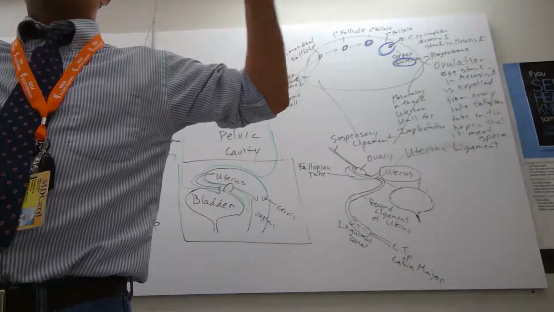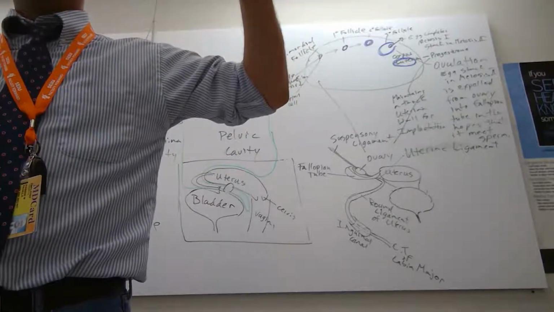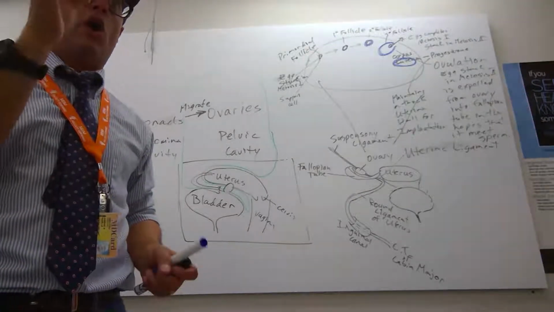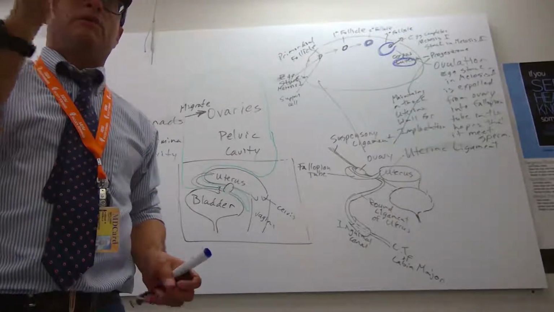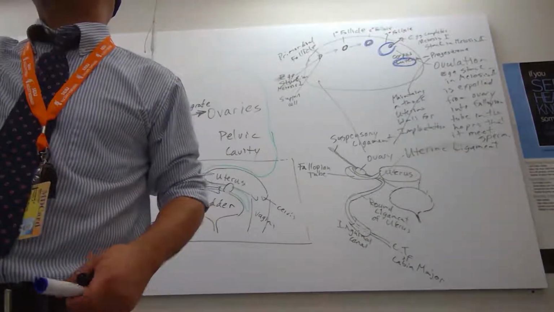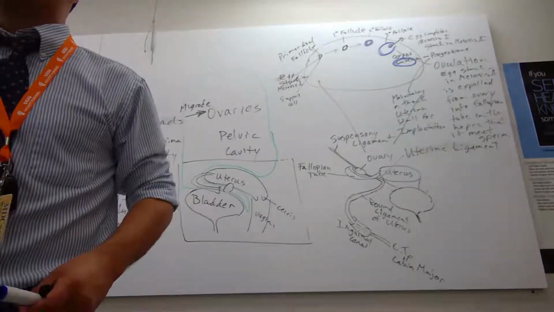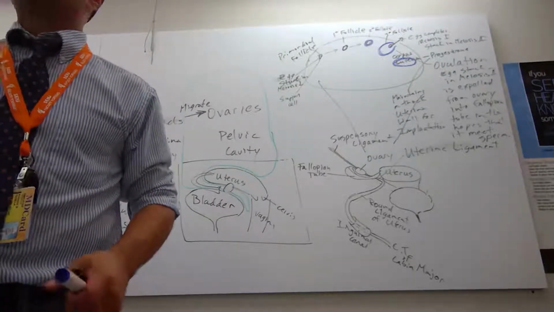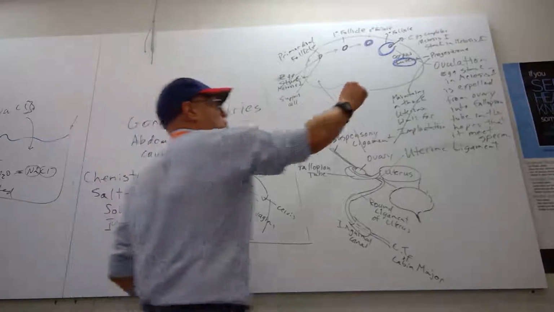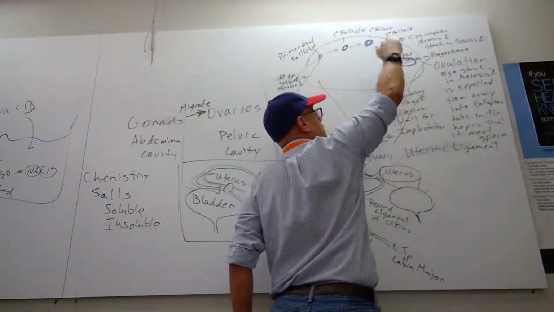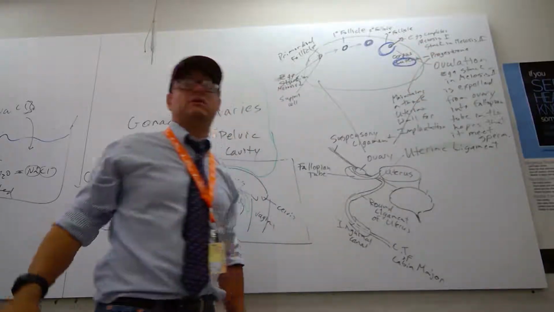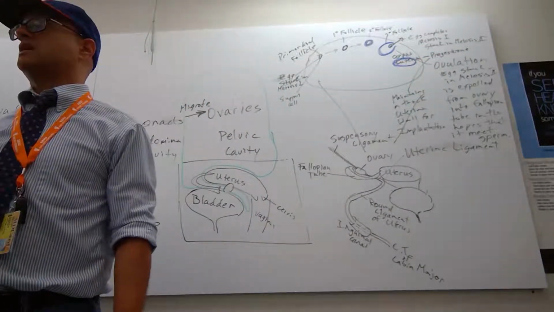If that egg has been fertilized, and it is implanted into the uterine wall, that fertilized egg will produce human chorionic gonadotropin, also known as HCG. HCG will tell the corpus luteum, plus 9 months, yo, keep it up. You understand? Does that make sense?